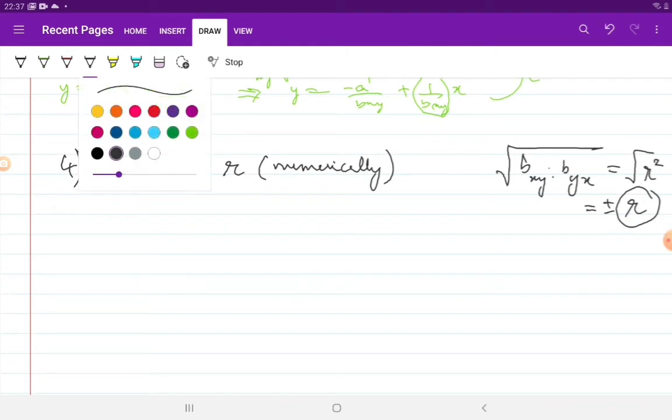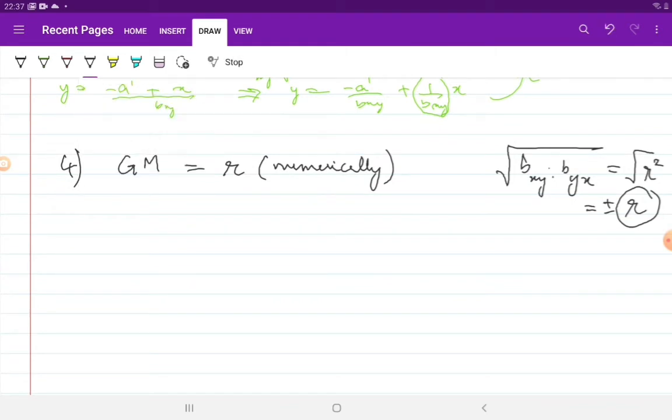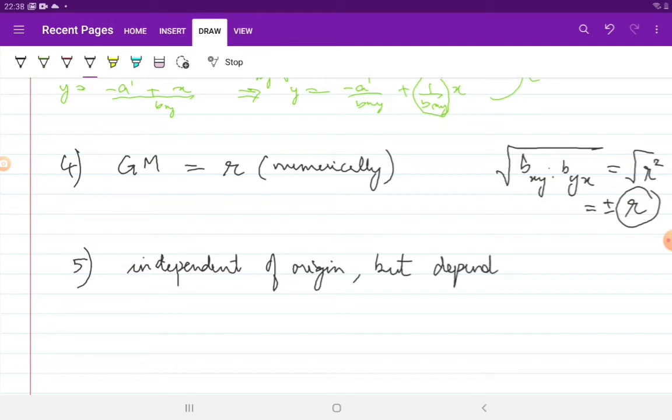And the final property is that the regression coefficients are independent of origin, but dependent on the scale of measurement. So those are your 5 properties.